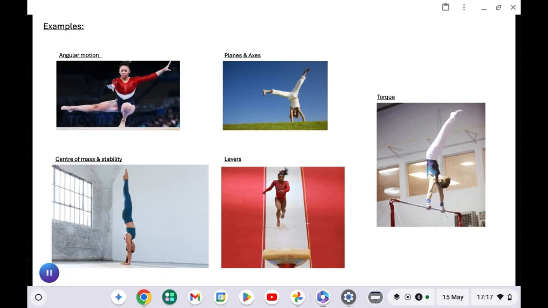Therefore, to find a numerical value for torque in this example, we can use the equation T equals F times R, which would give us 150 newtons times 1 meter, which would then give us a total of 150 newton meters. This is an internal torque as the force comes from within the body and creates an eccentric force.